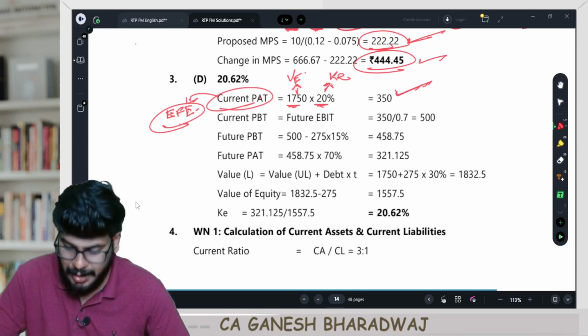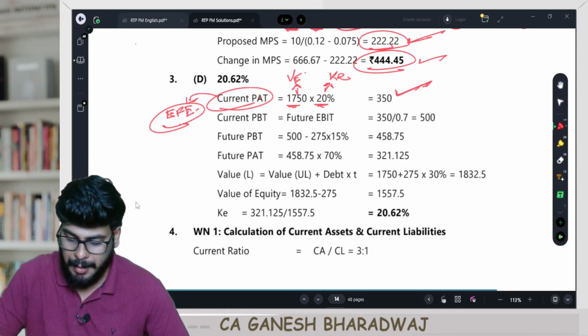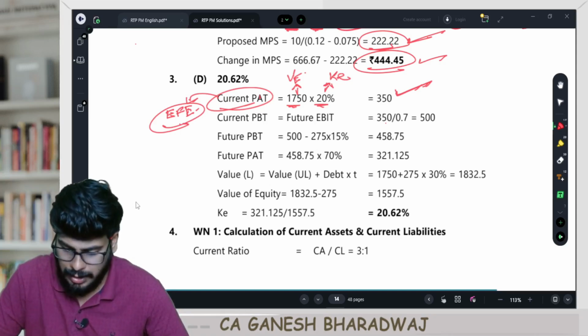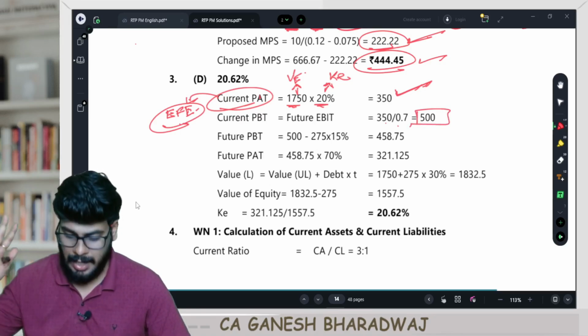Now, if 350 is profit after tax, how much is my profit before tax? That is going to be 350 divided by 70 into 100, or in other words, 350 divided by 0.7, that gives you 500. Are you clear with this?